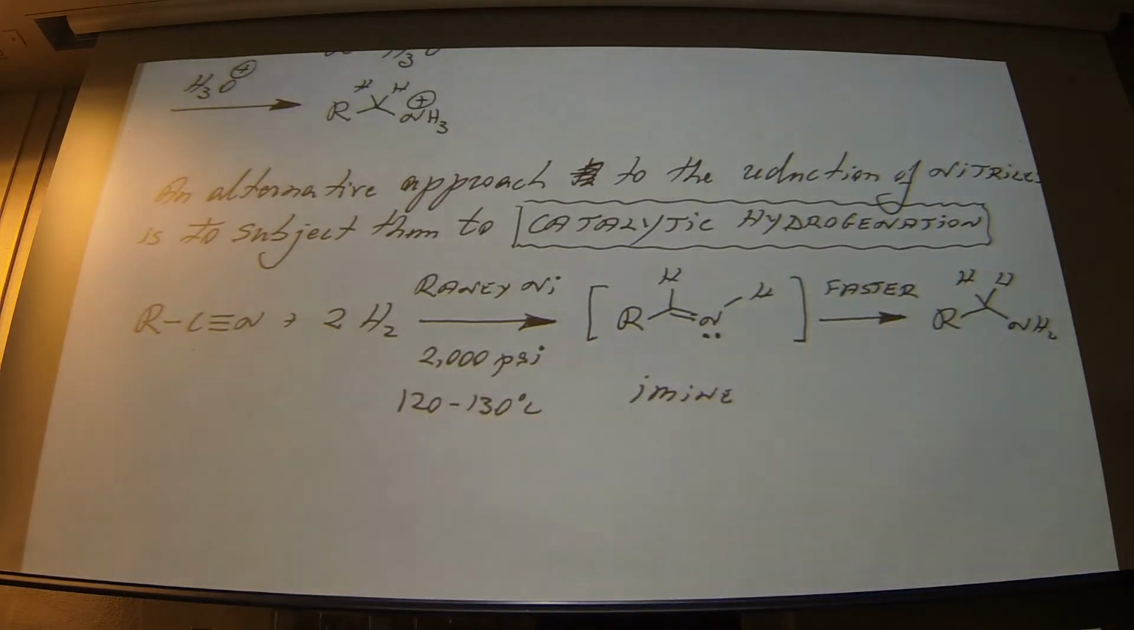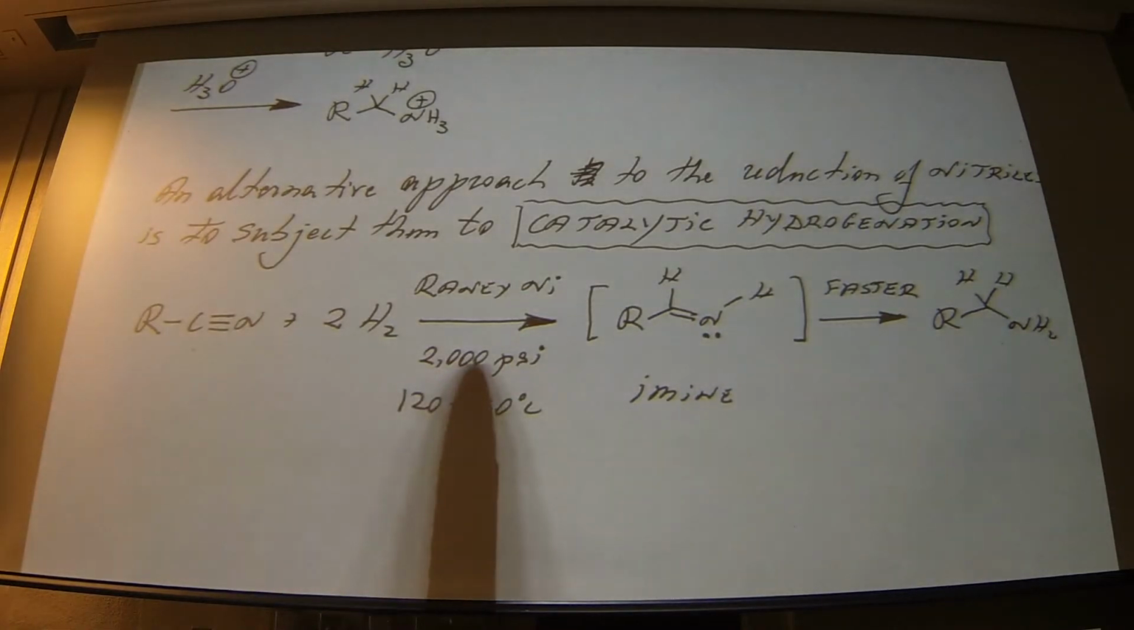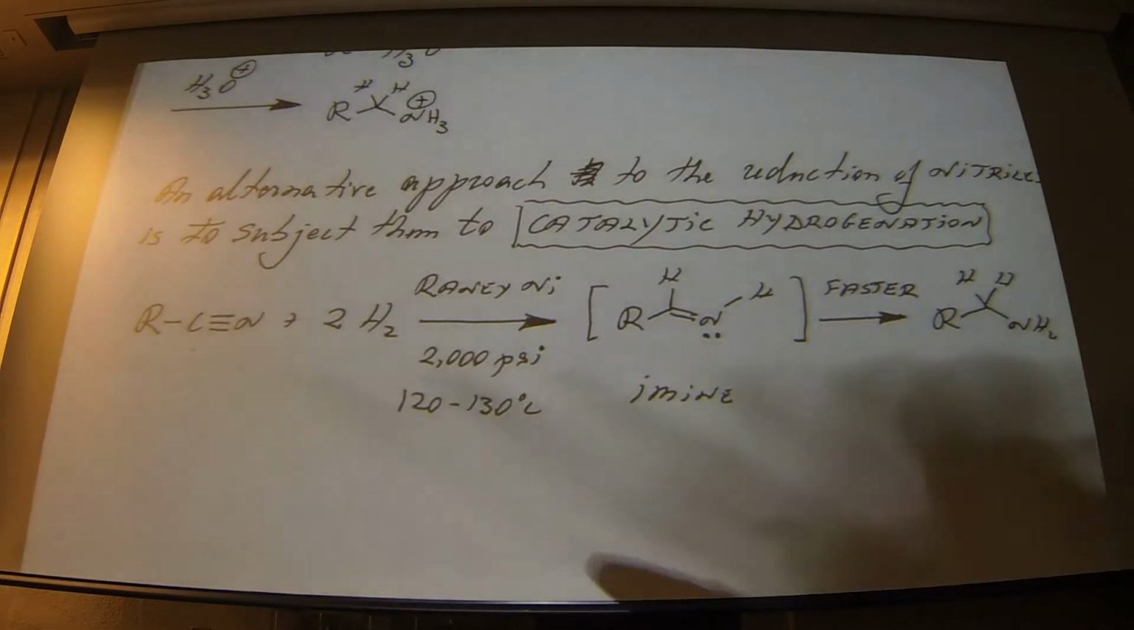This is, of course, a clean reaction. You don't have to do any kind of workup except filter off the catalyst. On the other hand, if you're going to use Raney nickel, you better have a pressure reactor to get up to 2,000 psi with hydrogen.